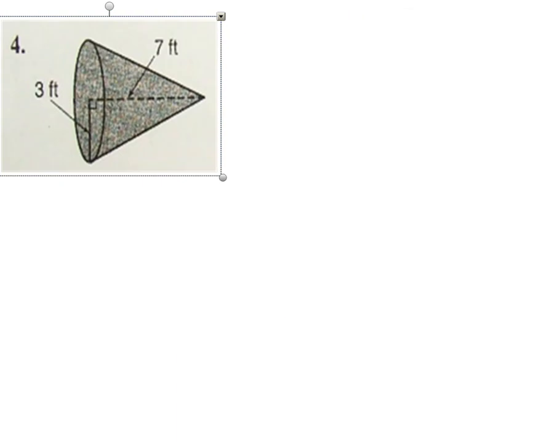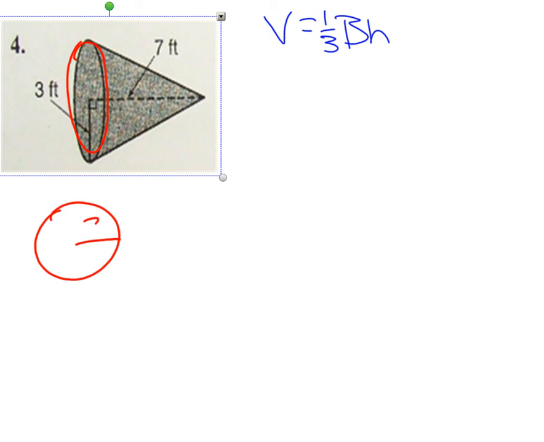All right, number 4 is just like number 2, except it sort of turns sideways. That doesn't change anything though. Volume is still 1/3 area of the base times the height. Since it's a cone, our base is a circle. So we're looking for the area of a circle that has a radius of 3. Our formula for area of a circle is pi r squared.